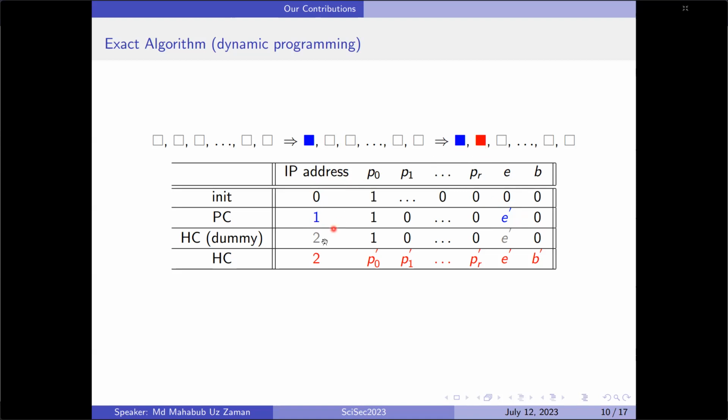Either we can decide not to deploy. If we decide not to deploy the honeypot computer, there will be no update, but it will be recorded in the table. But if we decide to deploy the honeypot computer, there are some things we need to update in the table.